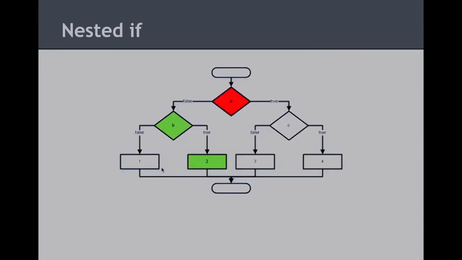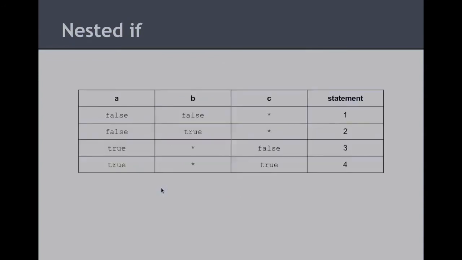If B is also false, then statement number 1 would be the one that's executed. Now let's look at a table that summarizes those. If you match this table up against the flowchart in the previous slides, you'll see that A and B come into play for statements 1 and 2, but C, that expression, is never evaluated.